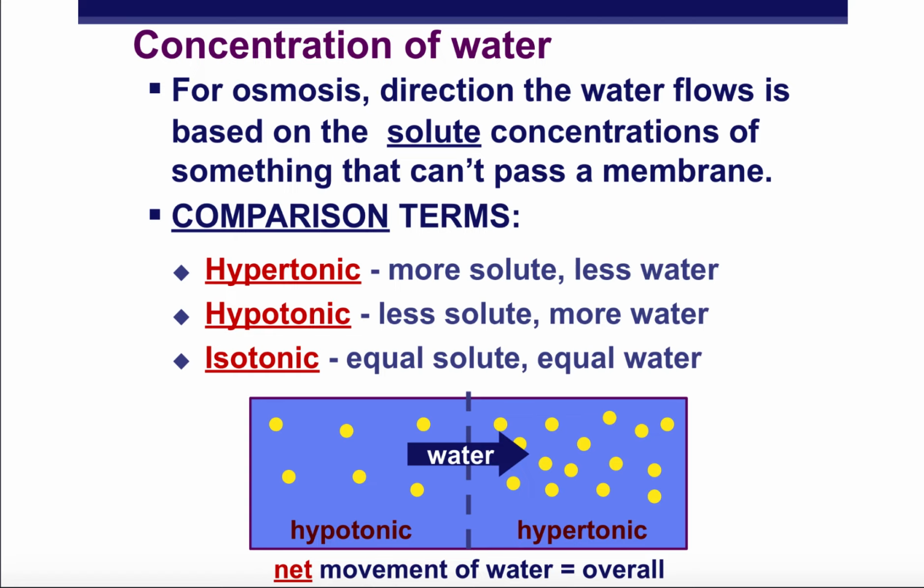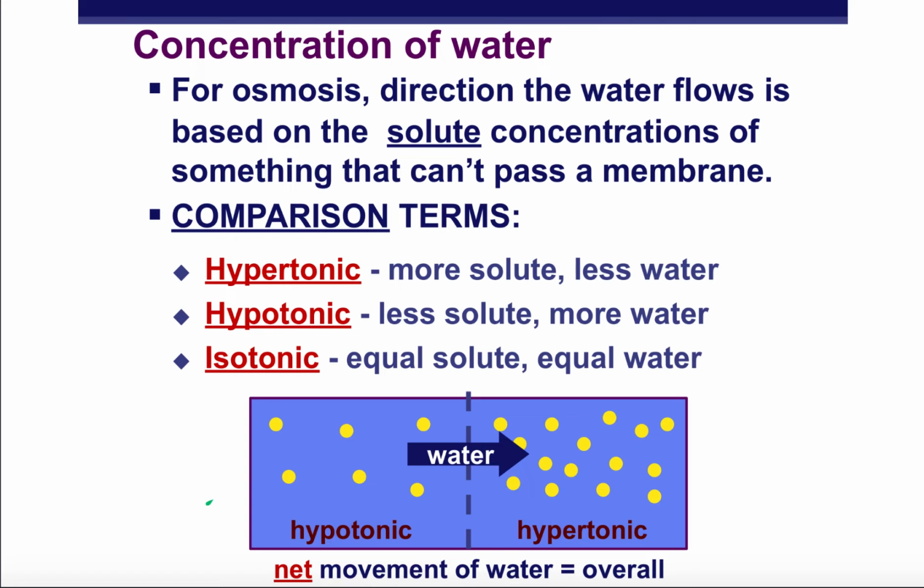They're not permanent terms. They are comparing one side to another. Okay? So this side, because it has less solute than this side, we call it hypotonic. The side with more solute is called hypertonic, or the solution with more solute is called hypertonic. And when both sides have roughly equal concentration of solute to water, we call it isotonic. So instead of having to say it's got a higher concentration of solute, you can just say it's hypertonic. That's why we use these terms.